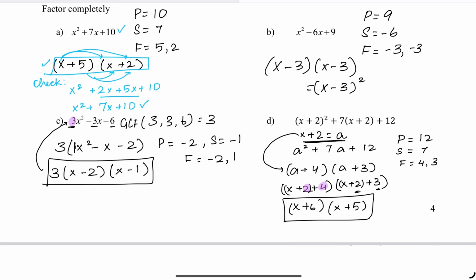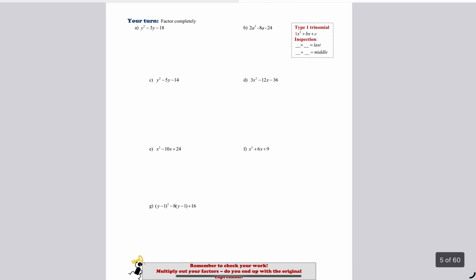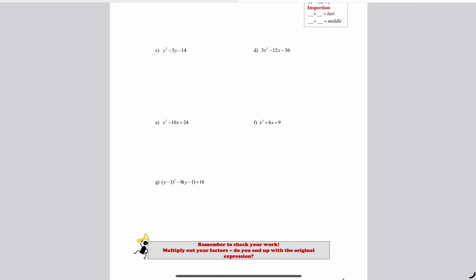Okay. So there are a few questions that you're supposed to work on. I know there isn't an answer key, but you can check your work by multiplying out your factors and seeing if it's equal to your original expression or not.